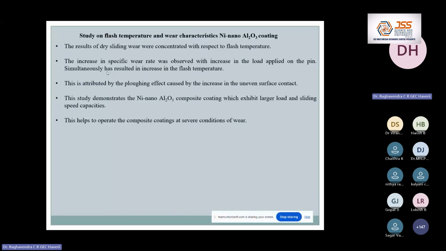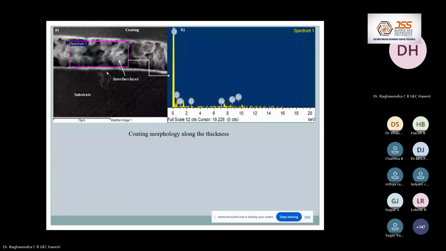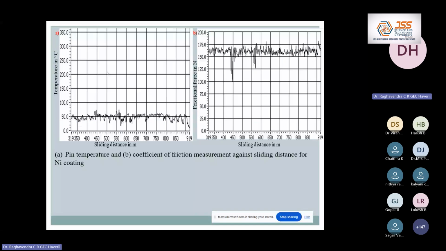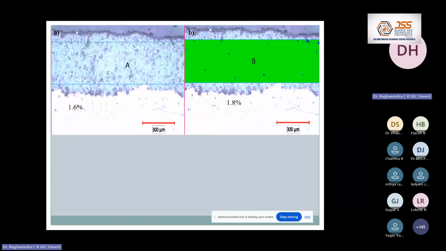This is the pin on disk test rig that has been selected, which is available in the University BDT College of Engineering. Erosive wear is also one type of wear. This is the porosity result that we achieved for these coatings. One is 1.6 and the other is 1.8. Significantly, we were able to reduce the porosity, which strengthens the coating. These are all the coating techniques.